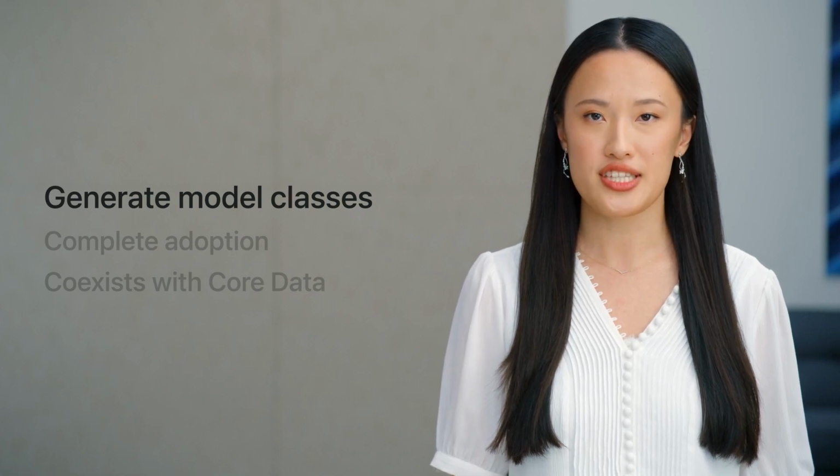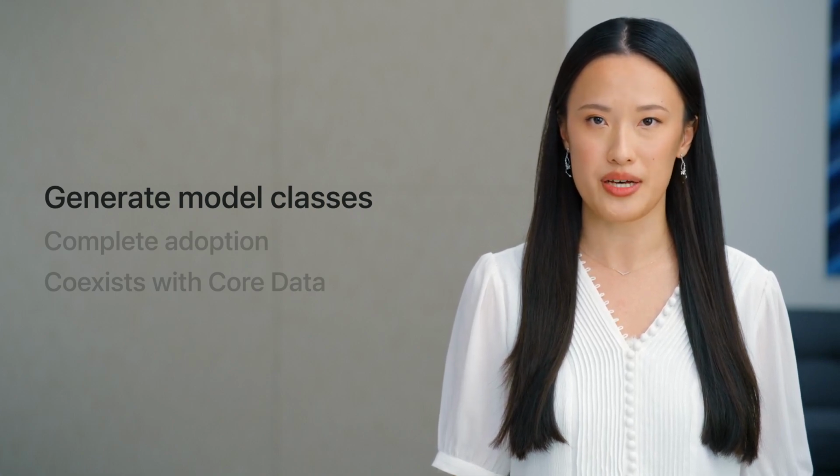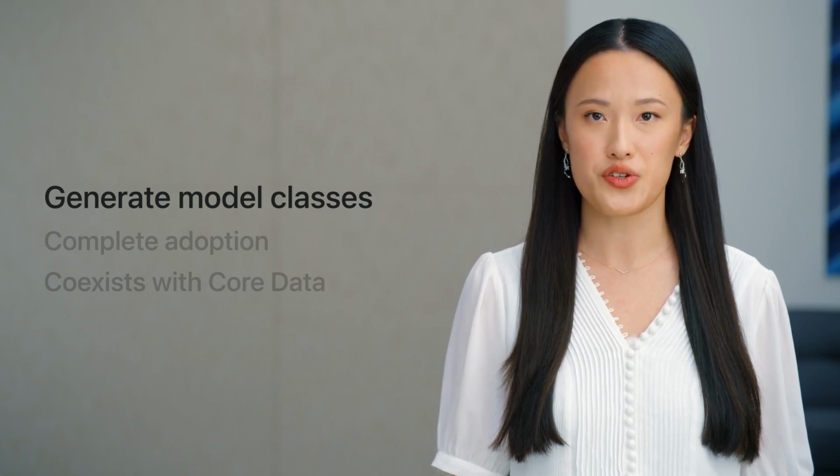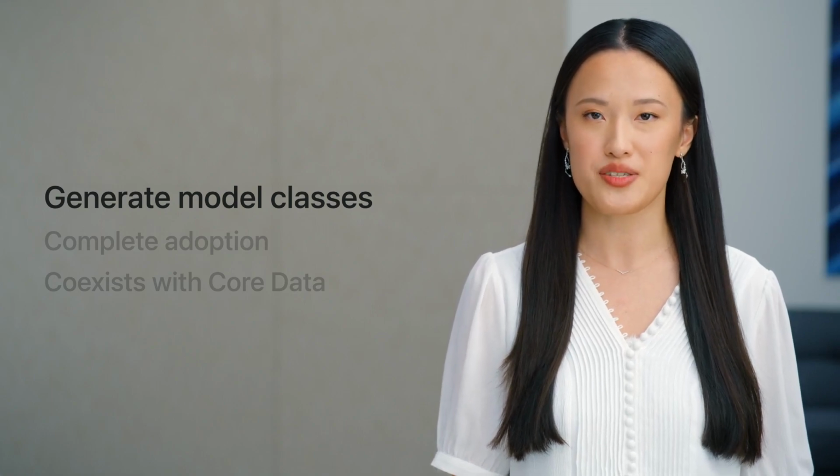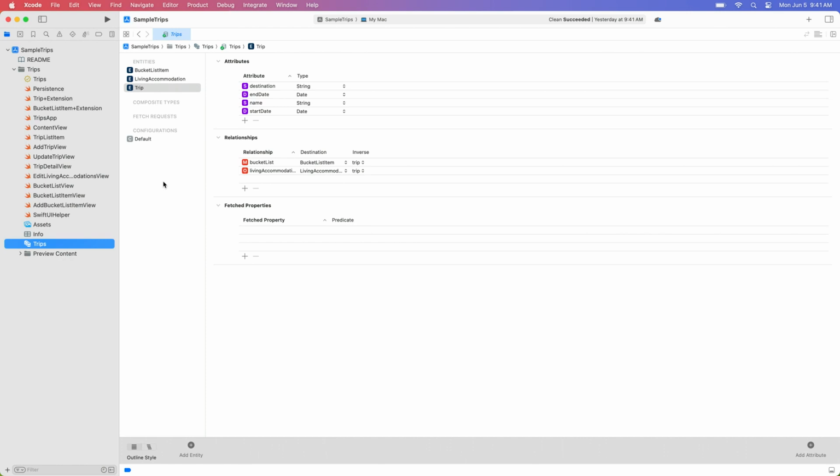In SwiftData, you're transitioning to using models and code to set up your schema. One easy way to do this is to use your Core Data managed object model to help generate your SwiftData models. Let me demonstrate to you how to make this transition. I created a Core Data application here called Sample Trips, which helps users plan their itineraries for upcoming trips. Here is the model file, which contains information about my data and its organization. I have the entities Trip, LivingAccommodation, and BucketListItem, organized such that each trip has one corresponding living accommodation and bucket list items representing desired trip activities.